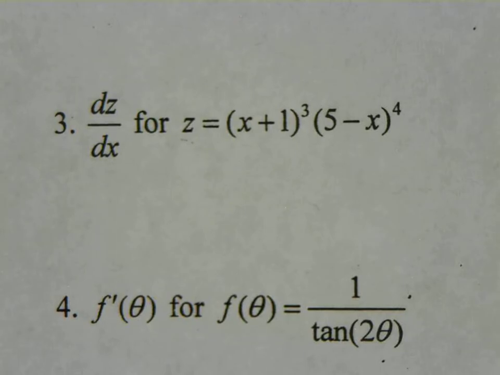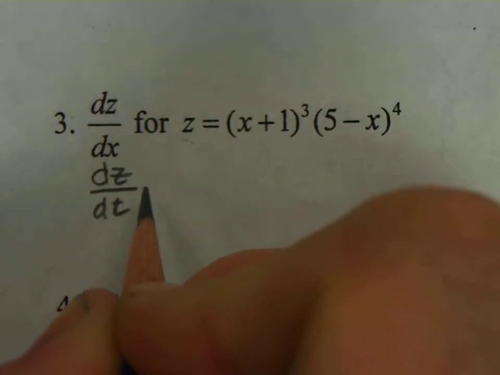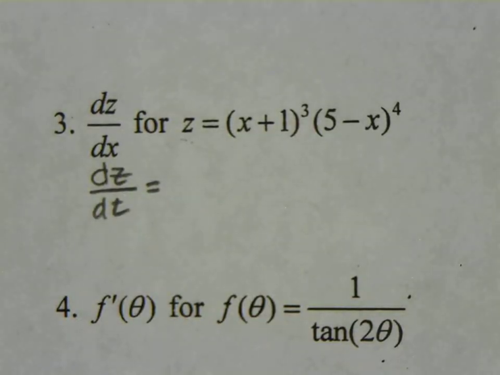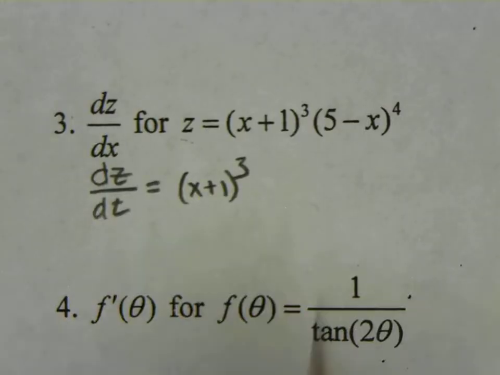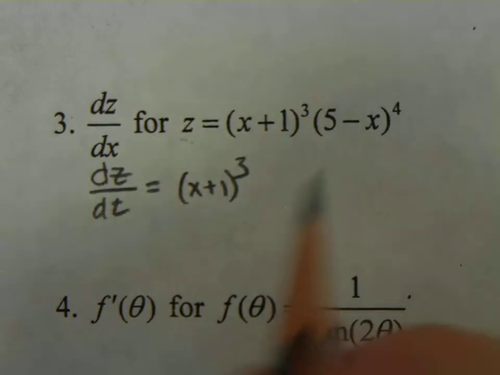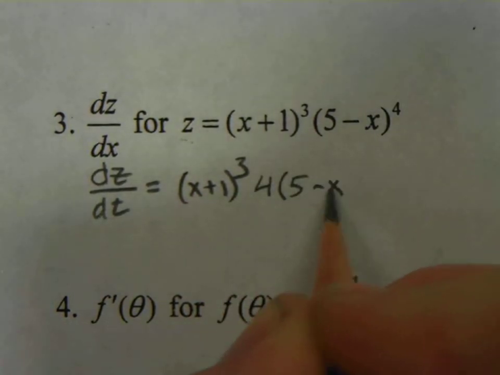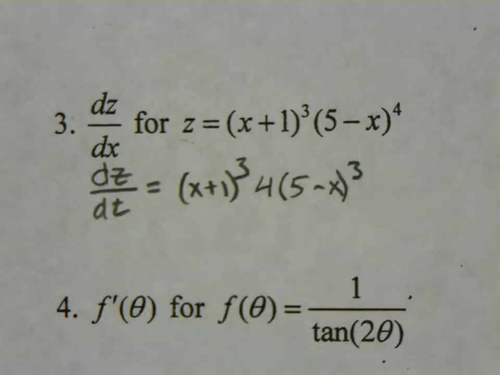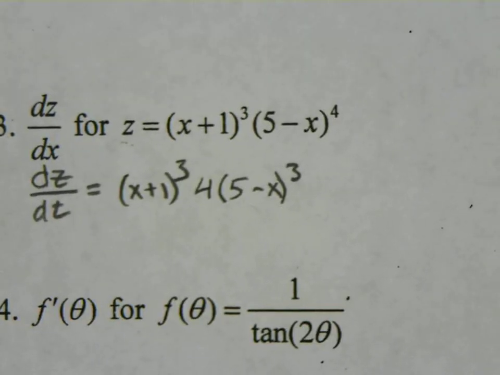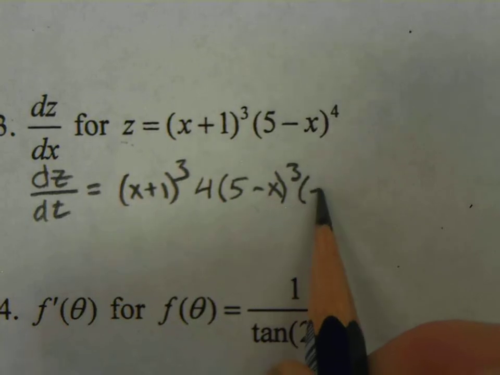So let's see, dz dt is going to be my first function times the derivative of my second function. And what are we going to do here? We're going to have to use the power rule and the chain rule. So the derivative of something to the 4th power is 4 times something to the 3rd power. And then our something is 5 minus x, which has a derivative, a rate of change of -1.